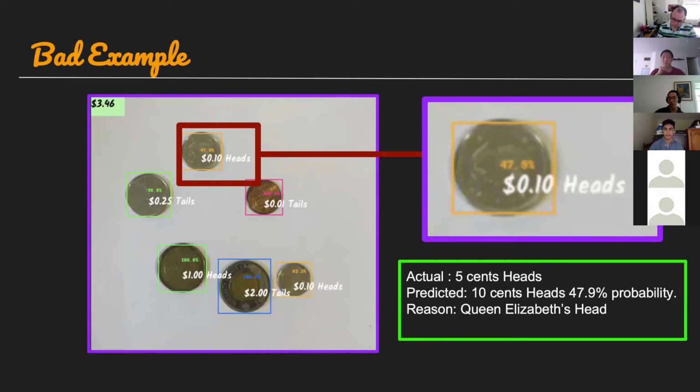Next slide, please. So here's a bad example where the 5-cent heads was predicted to be 10-cent heads. Two potential reasons for this might be because the image is not as crisp as a good example, and for the coins under 25 cents, they all have the same heads.